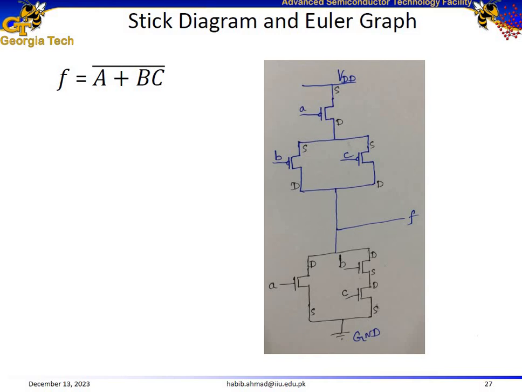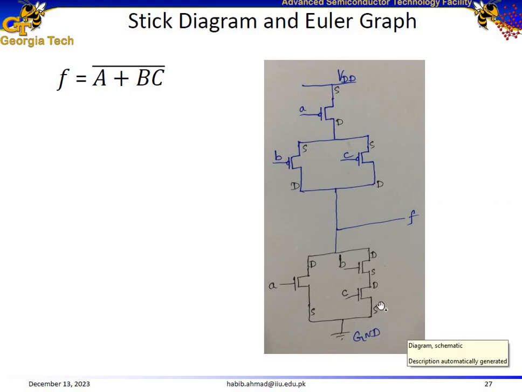Consider another logic function, A or B and C whole complement. B and C are in series in the pull-down network, and the combination of these two is in parallel with A in the pull-down network. And then from duality principle, B and C are going to be in parallel in the pull-up network and in series with A in the pull-up network.